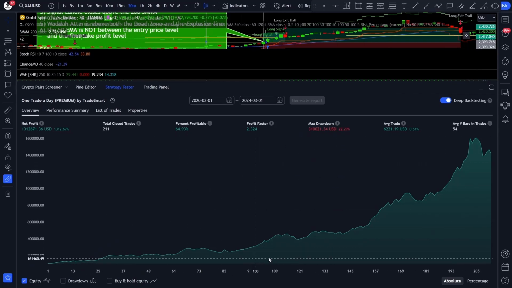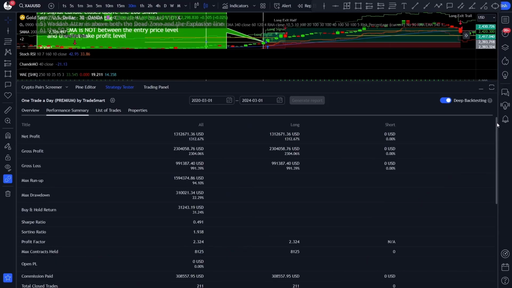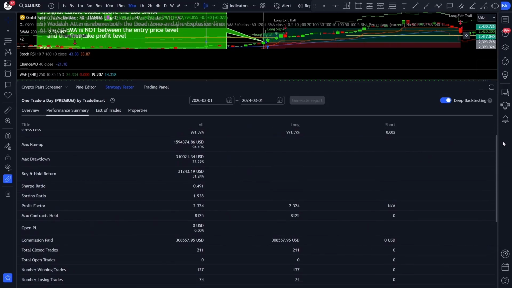And just look at that equity curve. It looks exponential because the position sizing is set to reinvesting or compounding. If we take a look at the buy and hold equity curve, you can see it's all the way down at the bottom. So this strategy easily outperforms the gold buy and hold option. For those who are interested, here is the detailed performance summary.